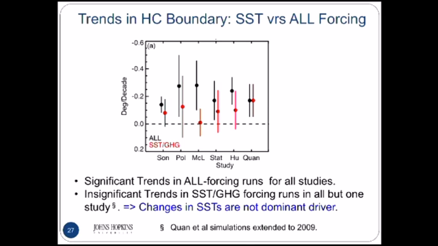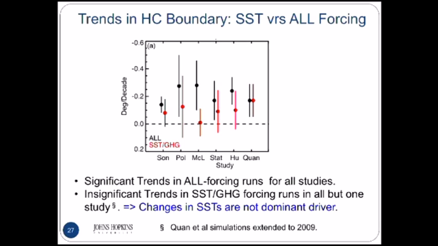Now the red dots here are showing the same studies, the same quantity, except now calculated in runs where the only change was either the SSTs or the SSTs and greenhouse gases. If it was a GCM with prescribed SSTs, they just prescribed the SSTs. If it was a coupled model, they changed the CO2 and the SSTs changed as a response.